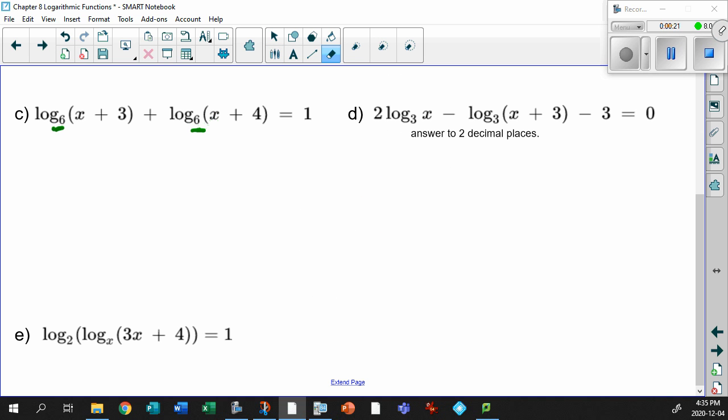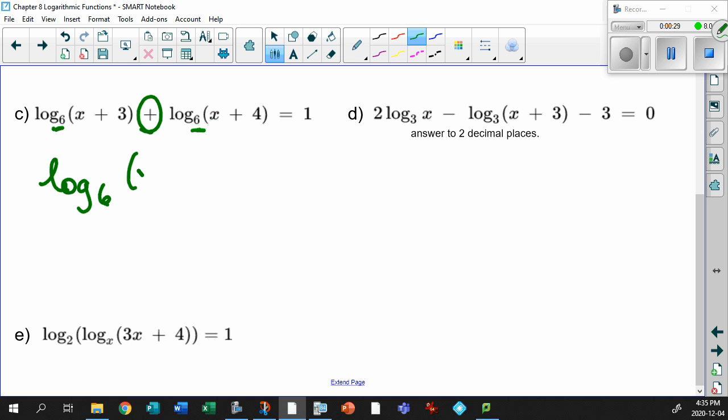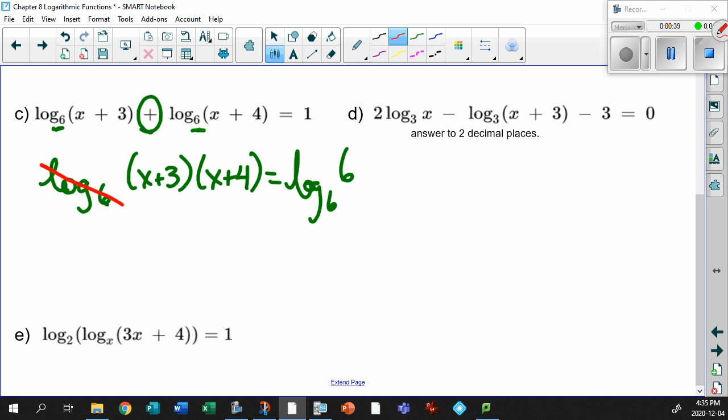All right, so let's rewrite this thing right now. Notice that this is plus. Tells you right off the bat, you're going to multiply. Yep, log base 6, x plus 3 gets multiplied by x plus 4 equals log base 6 of 6. And check it out now. Yep, gone. Look how easy that is.